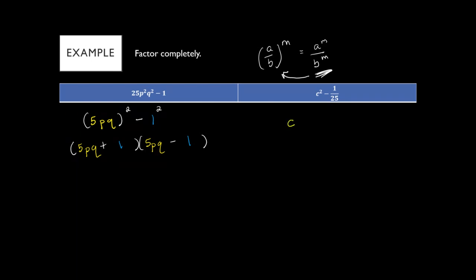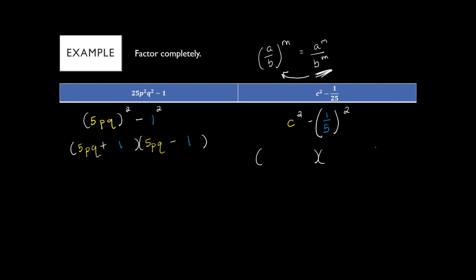So this works even with fractions. We have c squared minus 1 over 5 squared, because you can take the square root of 1 and the square root of 25. So you just have to think about it, you really need to know your multiplication or your square roots. But now we're in the form.